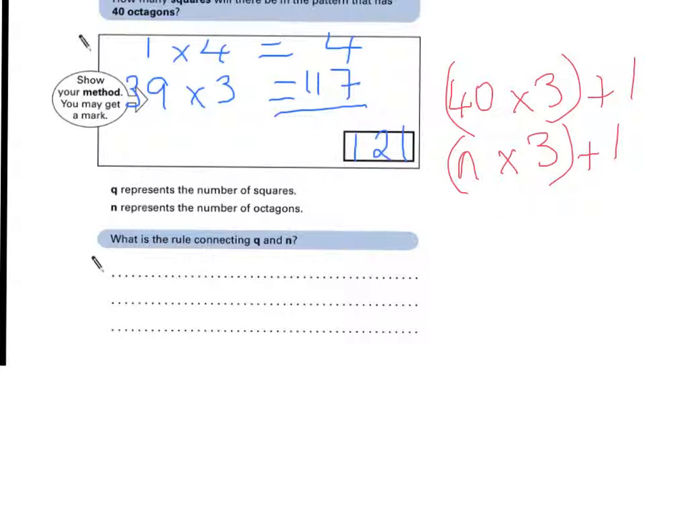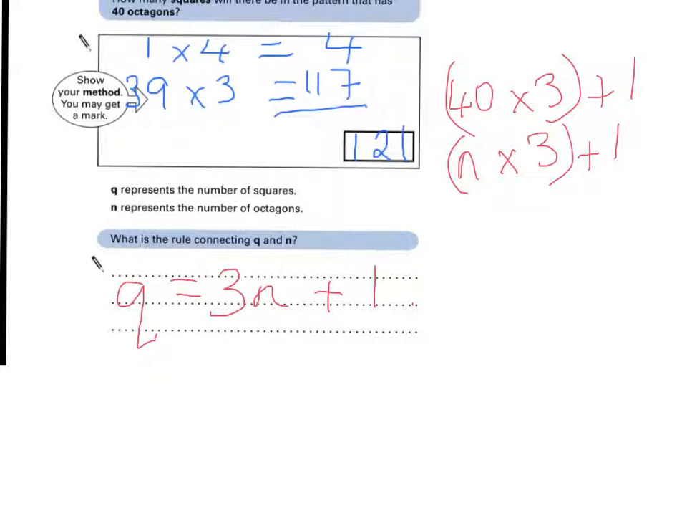And it tells us in the question we want to use a letter Q to represent squares. So we can say that Q, the number of squares, equals, well, over here I've written N times 3, but we don't write that in algebra that way. We always write the number first. So it's going to be 3 lots of N plus the 1. If we think about it, we can understand this very, very easily.